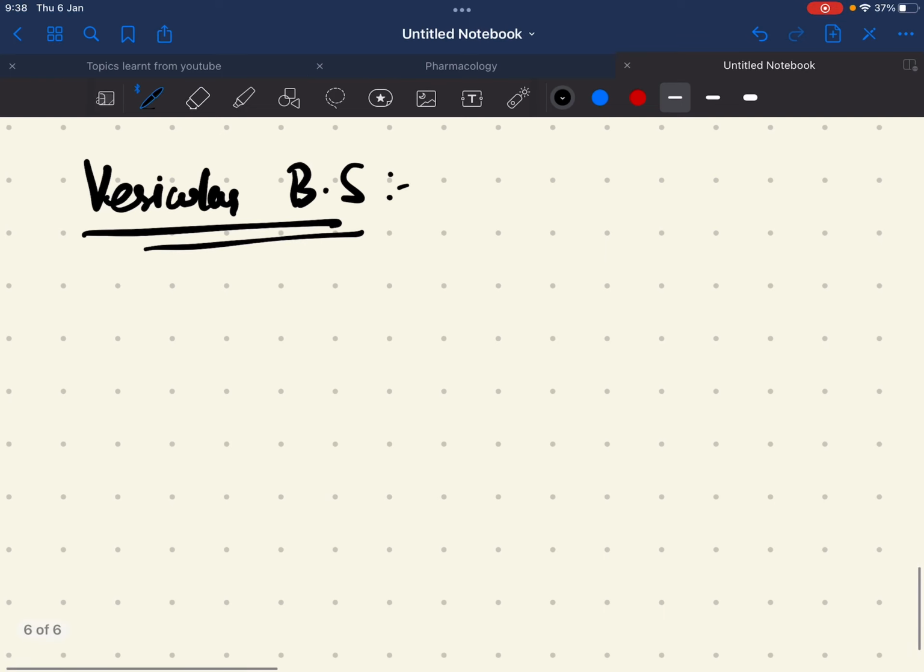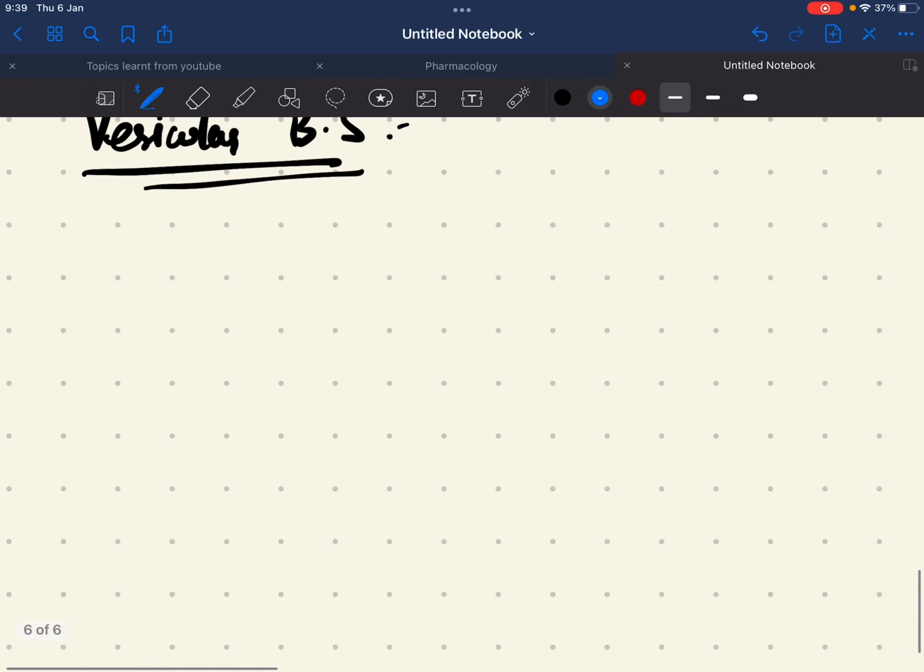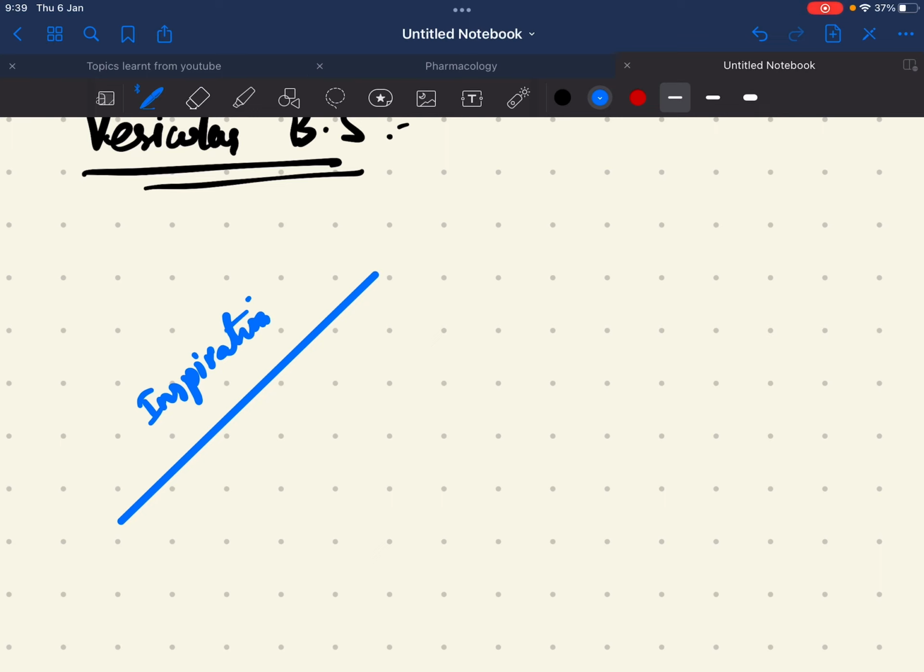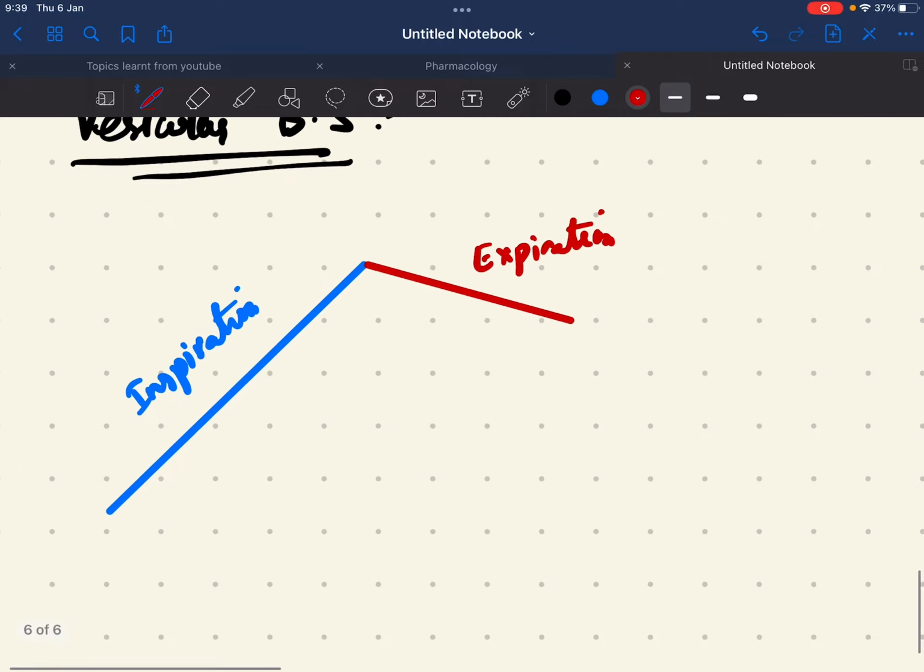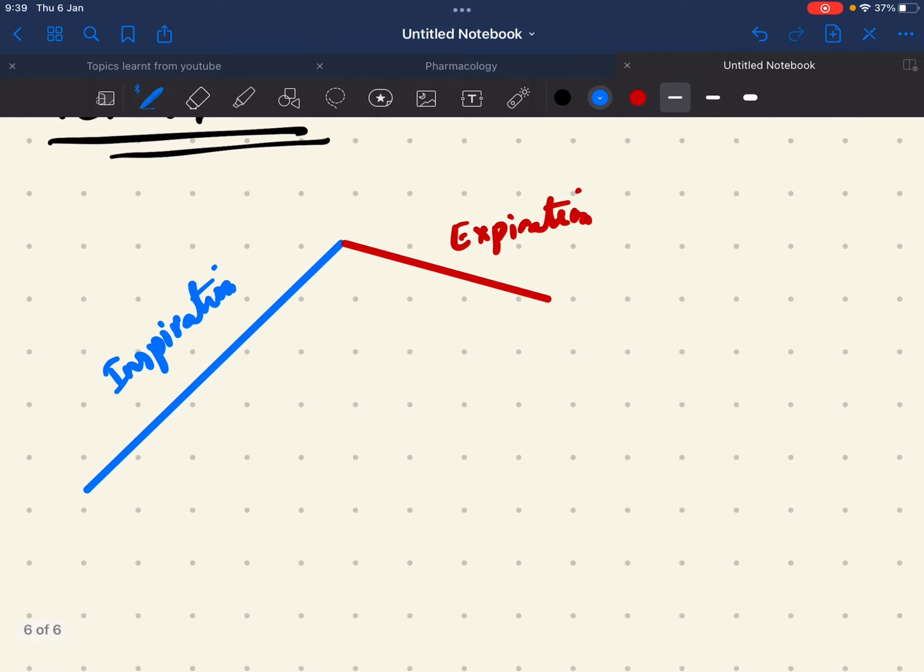So we will start with a basic diagram here. So this is your inspiration and here is your expiration. So by seeing this diagram you can say one thing, that is your inspiration is greater than your expiration, and not only that, as you can see here, there is no gap.